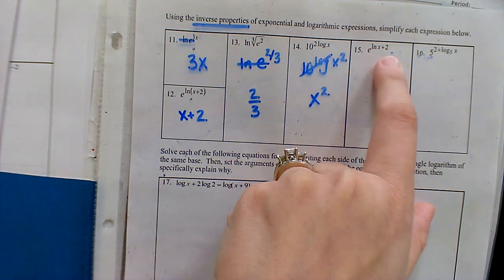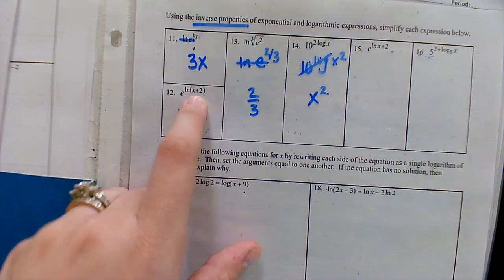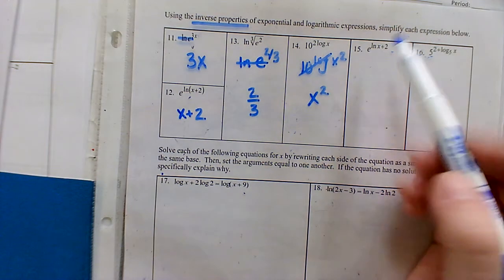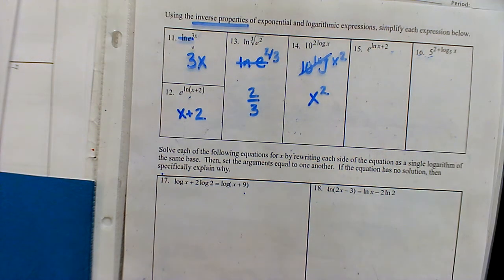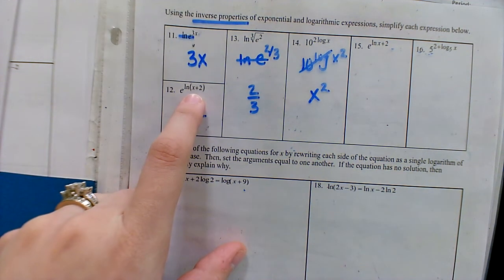Is it both the x plus 2? I think they would have written it like this. What do you think the argument is of the natural log? Yeah? Just x. Okay? So this is e to the natural log of x, and then plus 2. The plus 2 is not included in the argument like it was for 12.